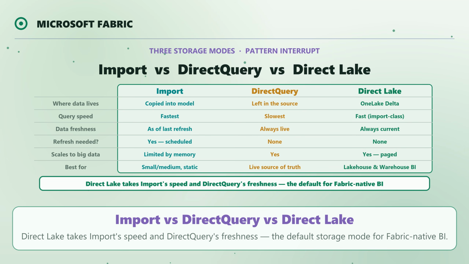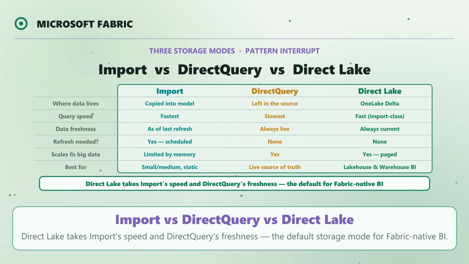Query speed? Import is the fastest, DirectQuery is the slowest, and DirectLake is import-class fast. Data freshness? Import is only as fresh as your last refresh. DirectQuery is always live, and DirectLake is always current because it reads the live files. Do you need refresh? Import, yes, scheduled. DirectQuery, none. DirectLake, none.